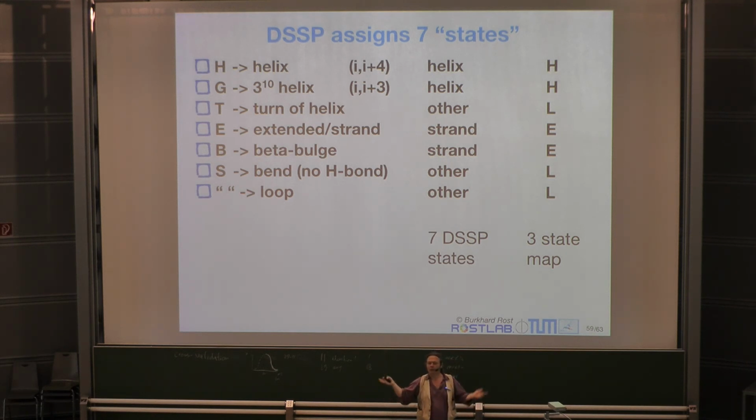Often called loop. In loop modeling, I call it loop. Sometimes I call it other. Essentially, whatever word you use, the fact is helix is something that is well defined. Strand is something that is well defined. And the other state is not defined. Everything else.